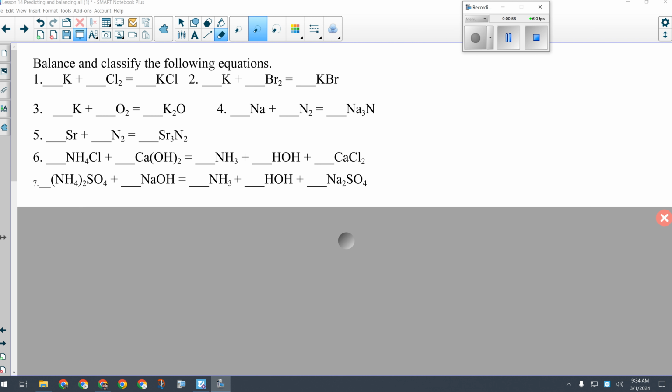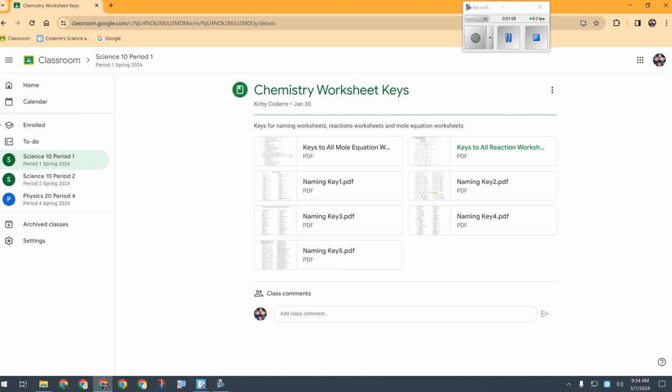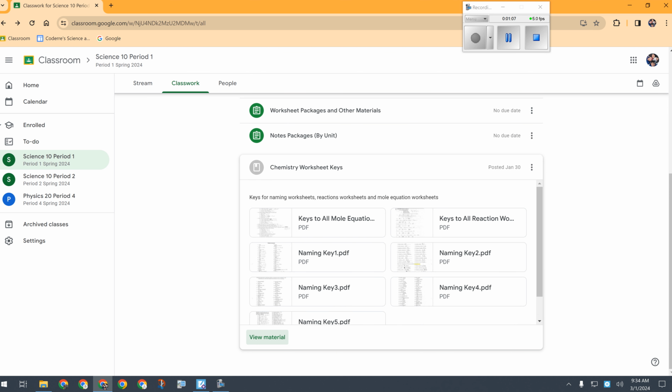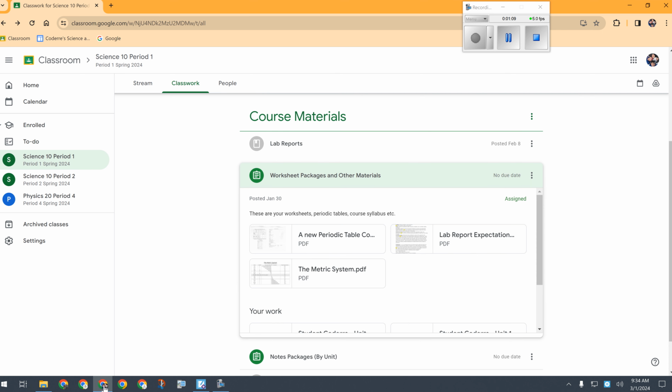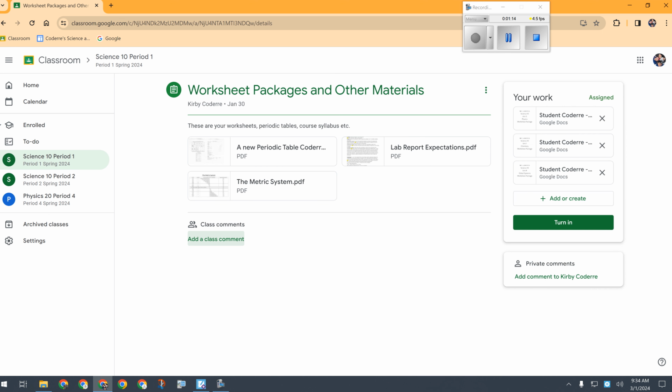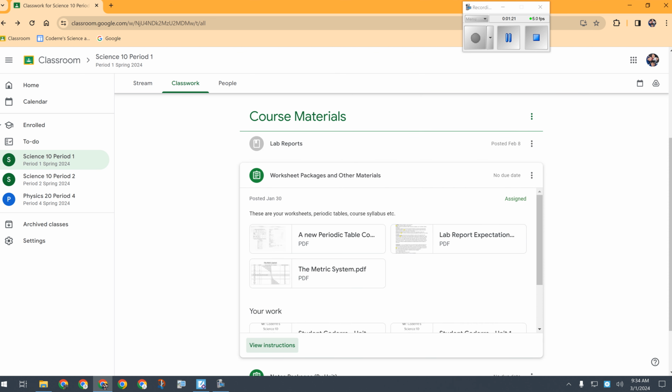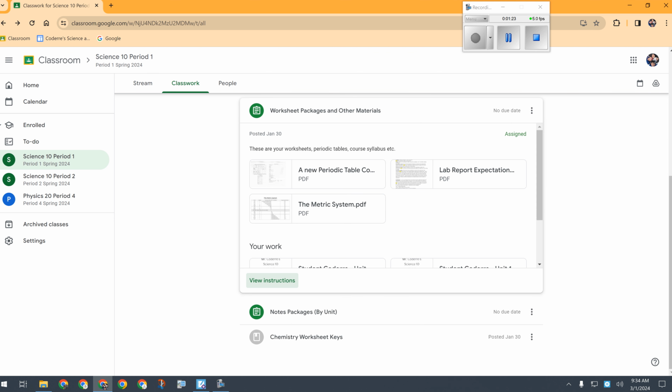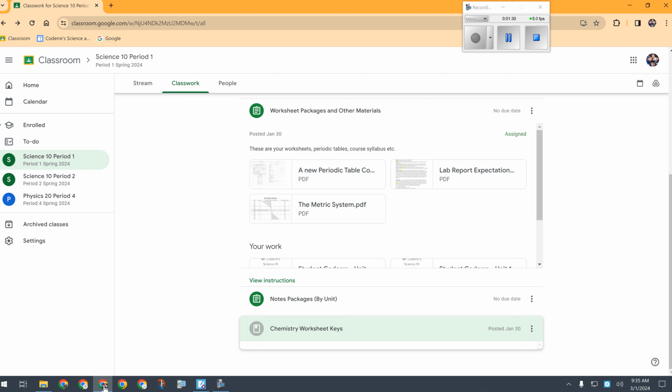These questions are in your digital workbook, by the way. In case you're forgetting where that is, the digital workbook is here in worksheet packages and other materials. If you view the instructions there, you'll see them all in there. The chemistry one is the middle one. And then you also have in the course materials part a thing labeled chemistry worksheet keys. If it's in the digital workbook, the key is in here.